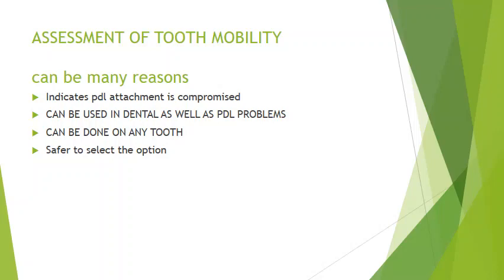If the case history mentions any acute or chronic physical trauma, occlusion issues, parafunctional habits, any kind of periodontal disease, root fracture, or extension of pulpal disease, any of those conditions, you can use this test. That's why we say it is safer to select this option. So this was all about assessment of tooth mobility.